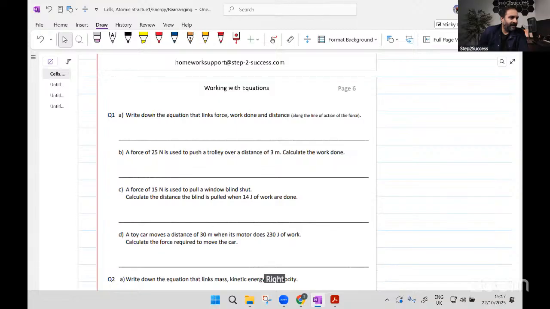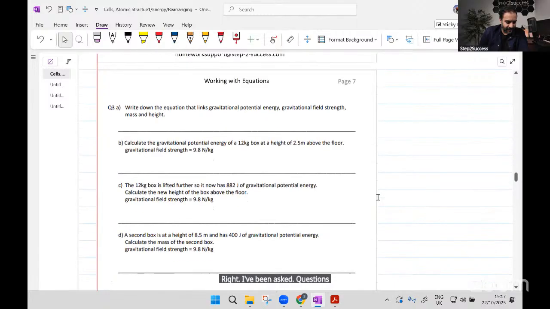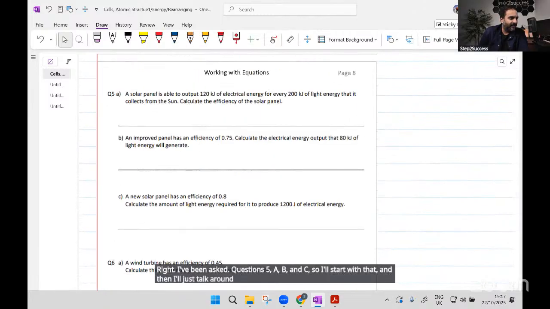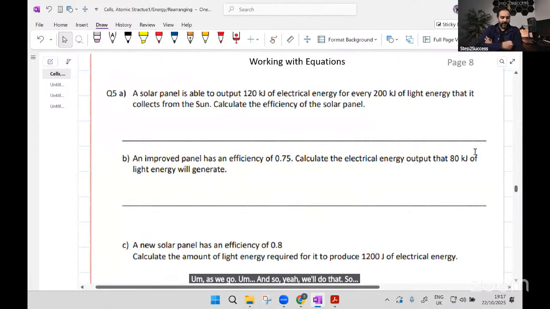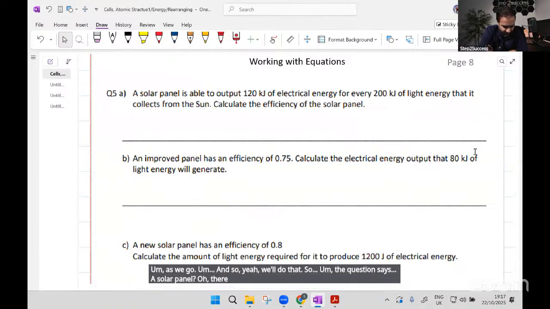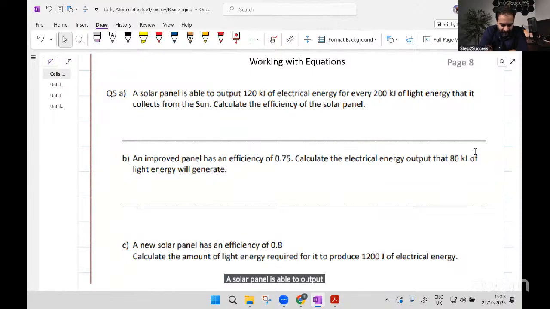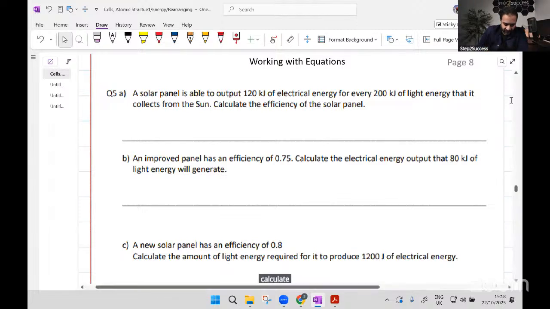Right. I've been asked questions five, A, B, and C. So I'll start with that, and then I'll just talk around these equations a little bit more as we go. So, the question says a solar panel. Oh, there's no equation in this. That's interesting. A solar panel is able to output 120 kilojoules of electrical energy for every 200 kilojoules of light energy that it collects from the sun. Calculate the efficiency of the solar panel.